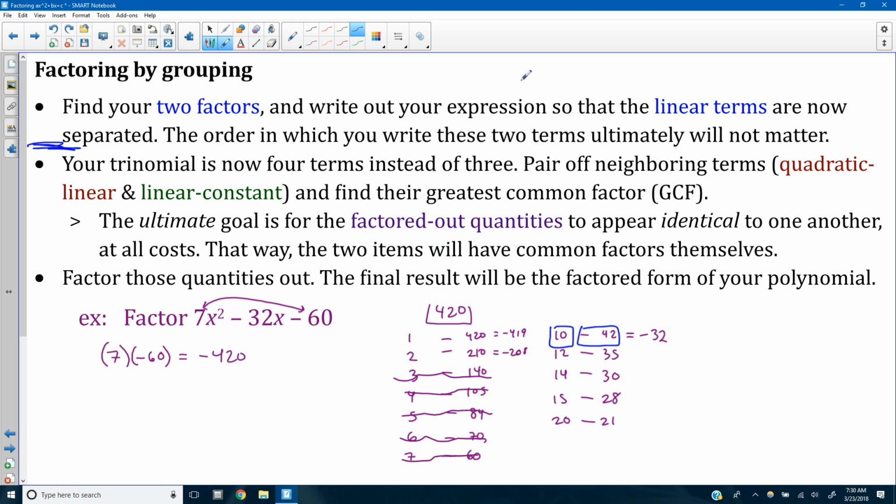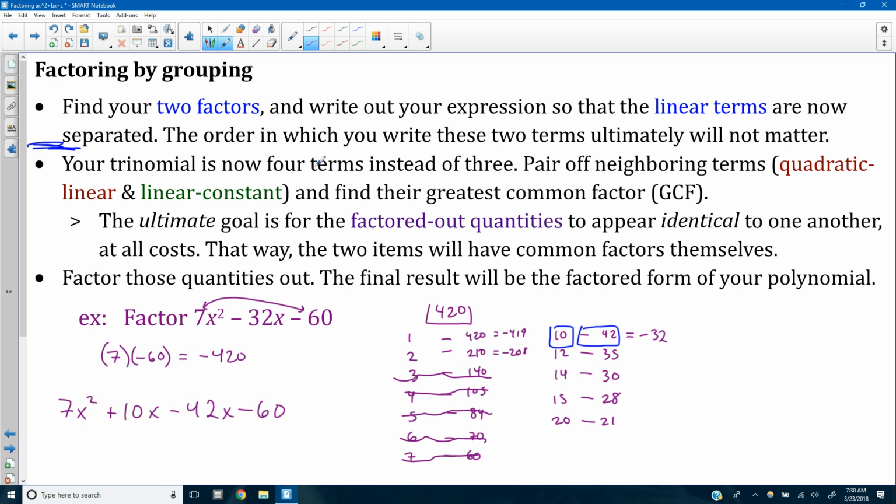Okay, write out your expression so that the linear terms are now separated. So this 7x squared minus 32x minus 60 will turn into 7x squared plus 10x minus 42x minus 60. So I turned this into this. The negative 32x is now a 10x minus 42x. Well, that's good and great. So what does this allow me to do? First of all, the order in which I write these doesn't matter. Personally, I would have preferred to write the negative 42 here because I know I can divide that by 7. But that's neither here nor there. I'm here to show you it doesn't matter.